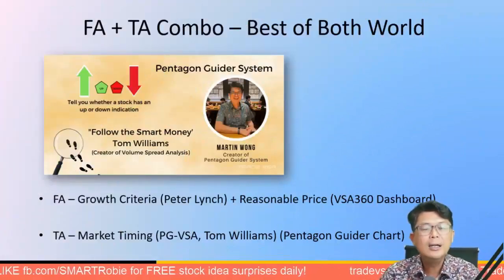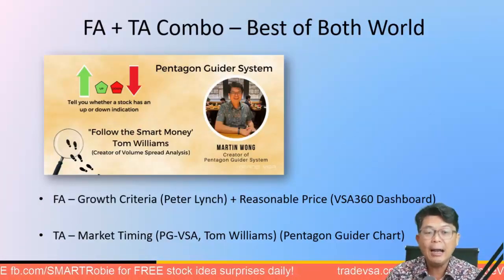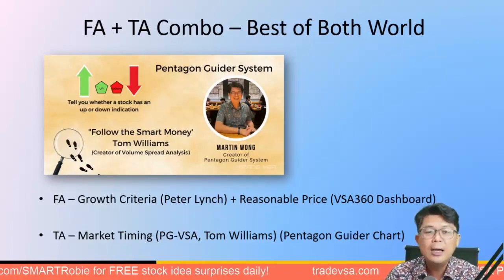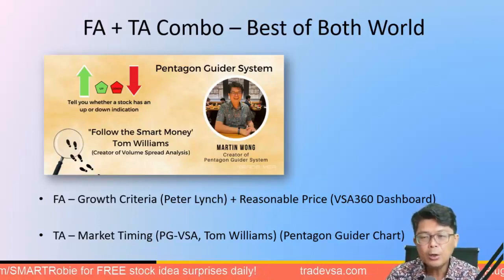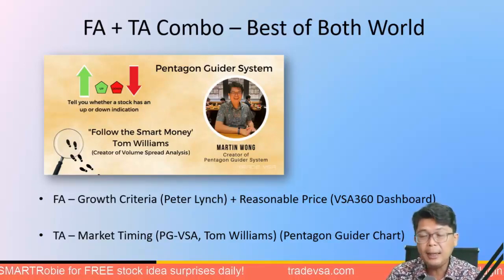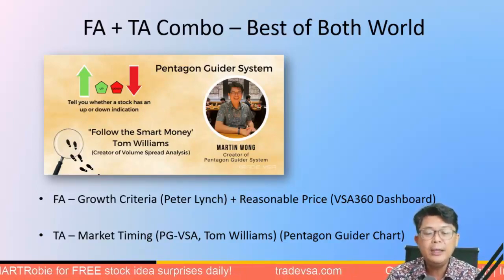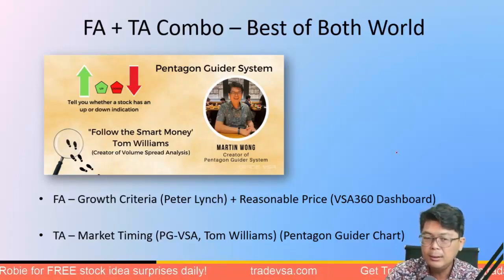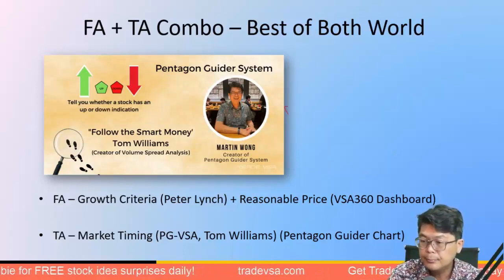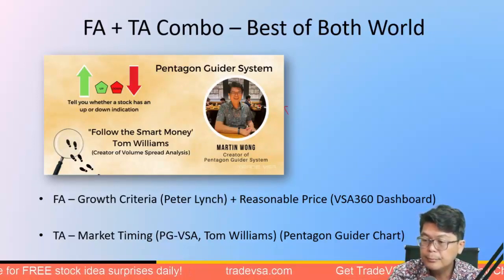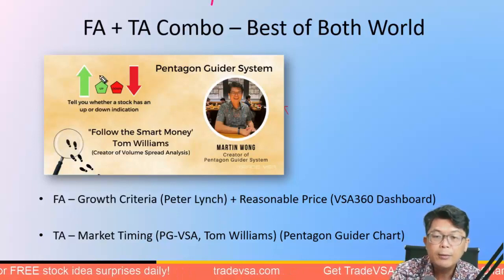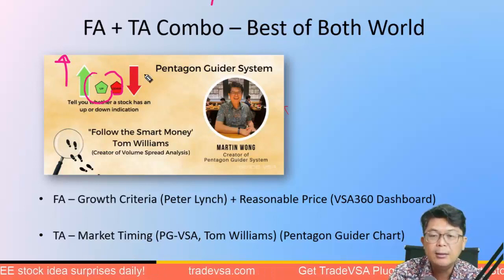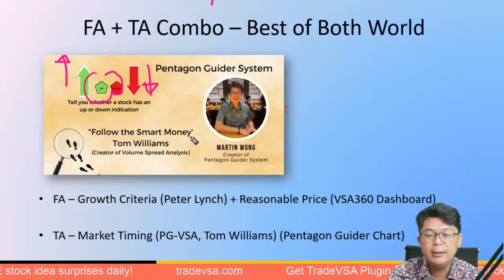Let's continue. Now, of course, the best of both worlds in here, combining FA, fundamental analysis, and TA, technical analysis. Our company created the Pentagon Guider, which is patent pending. Basically, we have the green Pentagon and the red Pentagon. The green Pentagon tells you an up signal. The red Pentagon is telling you a down signal in here.